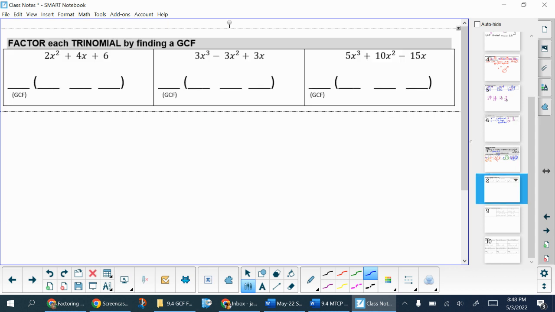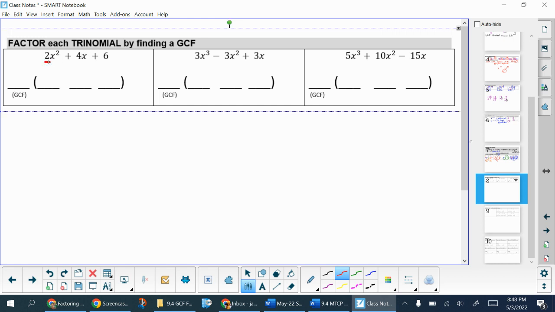Okay, so now we've got trinomials. And these are not really any bit harder than the binomial ones. You just have to look at all 3 terms when you're doing these. So we'll start off the same way. We're going to find the GCF this time of all 3 of these terms.